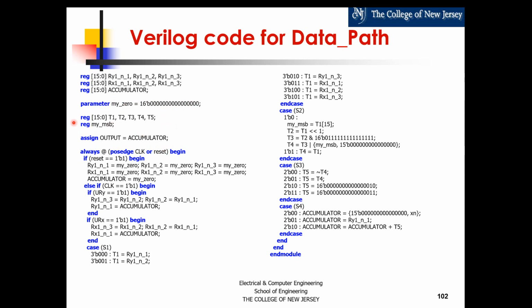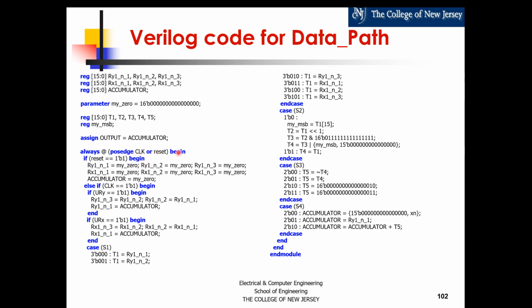Then I have some temporary nodes, which I have because I'm going to be operating inside an always block, and these temporary nodes cannot be wires. They have to be regs. So these are convenience implementation things that I need to provide. And then I'm going to assign the output to the accumulator because they are the same thing. And then I start the process. It's a clock process, and it's synchronous. It only runs on clock or reset.